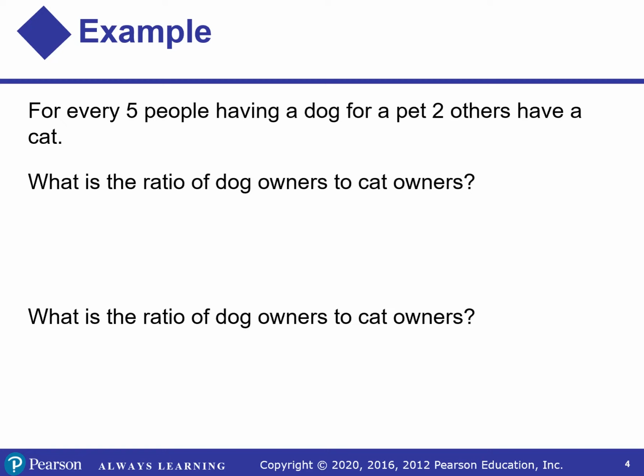Another example: for every 5 people having a dog, 2 other people have a cat. So what is the ratio of dog owners to cat owners? Well, the dog owners would be the 5, the cat owners would be the 2. So we would say 5 over 2. The quantity that comes first in the statement always goes on top, always goes in the numerator. So 5 over 2, or 5 colon 2.